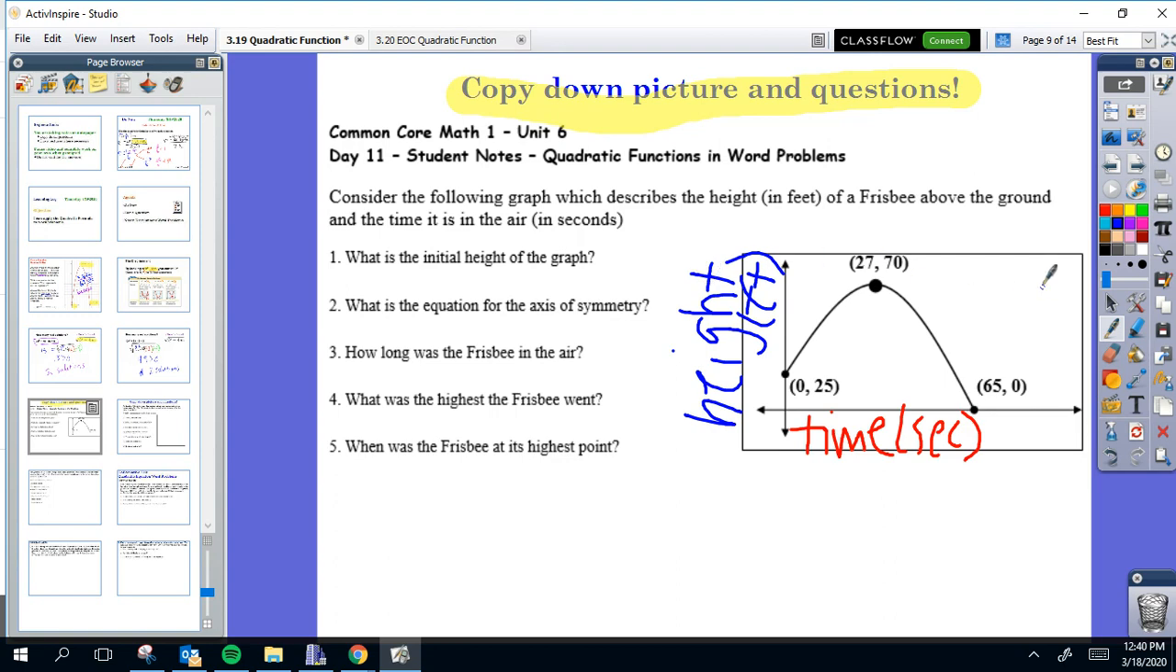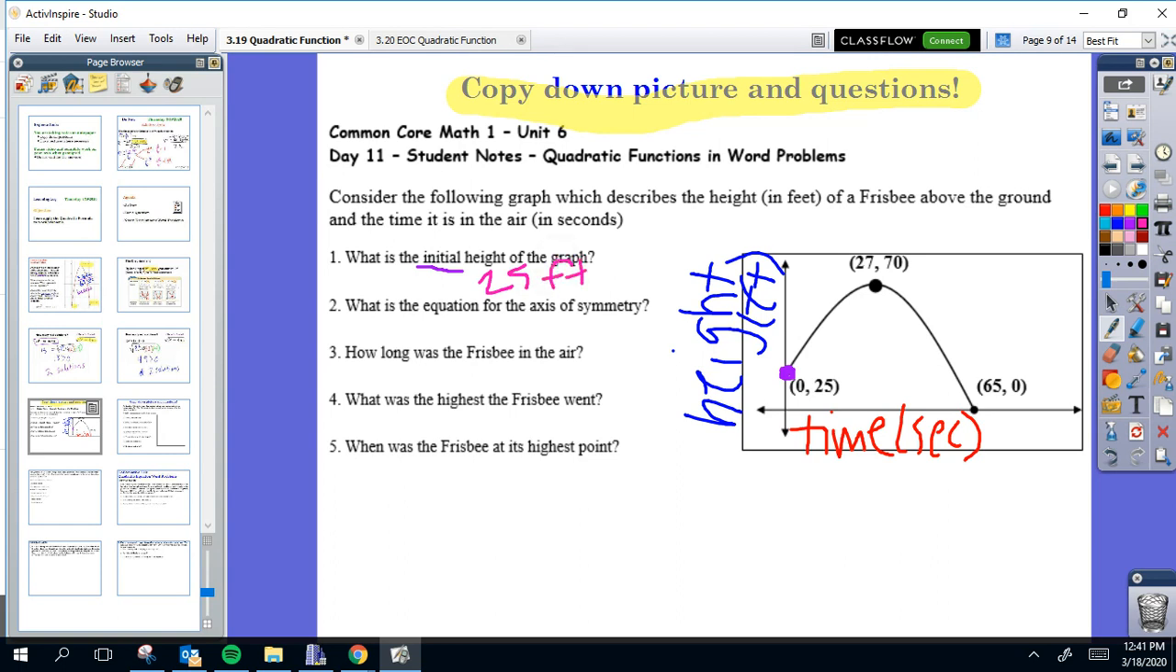What is the initial height on the graph? So initial means in the beginning. So I take a look at the beginning of the graph, which is going to be right here. So what is the initial height? If this is time right here, the 0, then the 25 is the height. So the initial height, or the beginning height, is 25 feet.